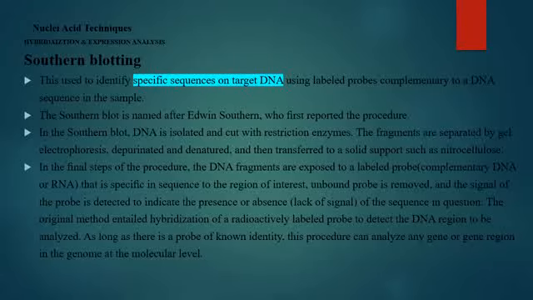Now, when you remove the unbound probe, some of the probe will be bound and some will be unbound. When you remove the unbound one, you can identify a signal from the probe that is present in your target of interest, or its absence. So it helps you identify whether it is present or absent in your system in question.